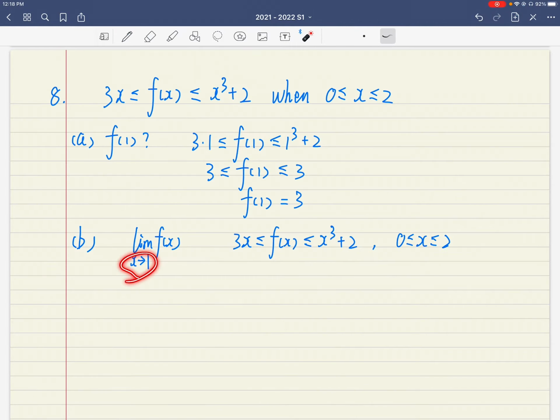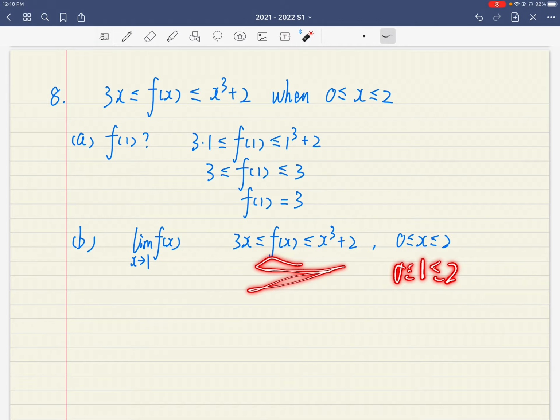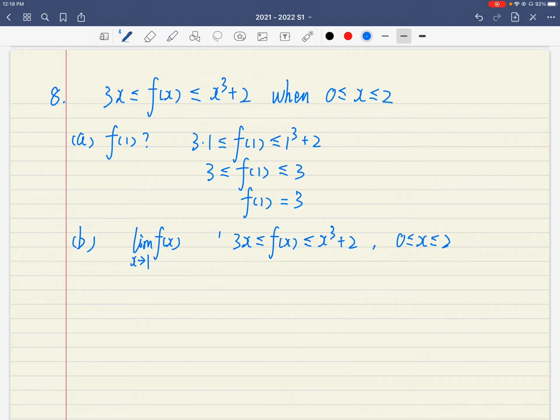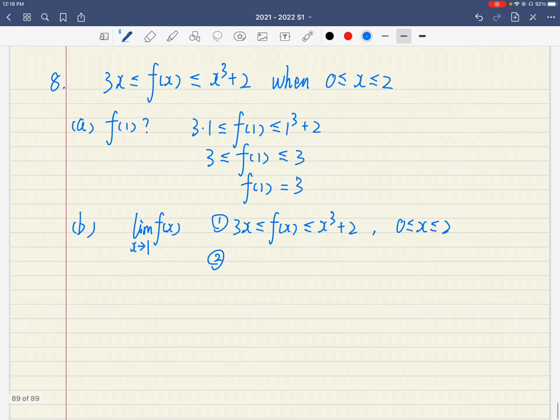And here, let's check our limit. Our limit is when x is approaching 1. 1 is between 0 and 2. So yes, we can use these inequalities. That's the first box. That's the first condition f(x) must satisfy to apply the squeeze theorem.